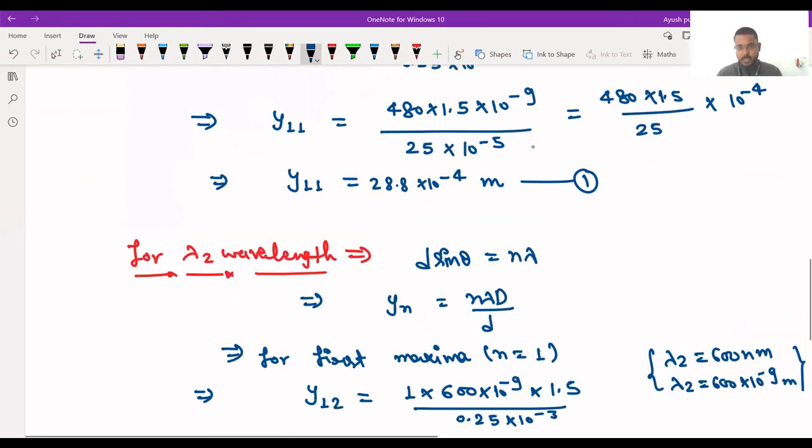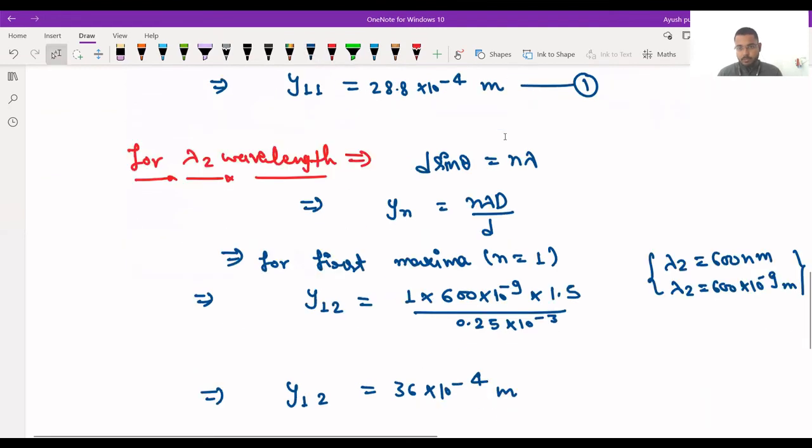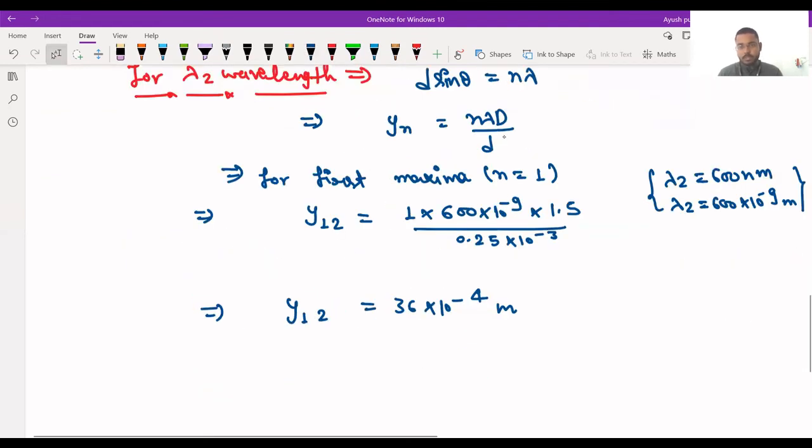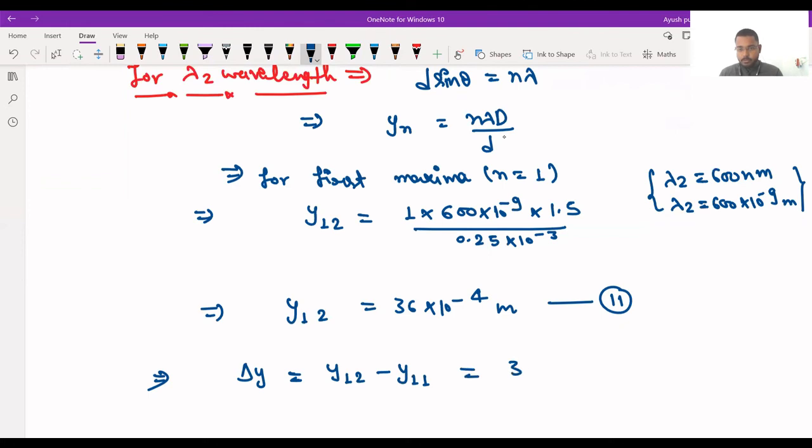y11 came out to be 28.8 into 10 to the power minus 4 meter, and this came out to be 36 into 10 to the power minus 4 meter. This is equation second. So now we have to calculate the linear separation between these two maxima corresponding to wavelengths lambda 1 and lambda 2 respectively. So what we have to do? The linear separation will be delta y, and that will be equal to y12 minus y11. So put this value y12 from equation second, that will be 36 into 10 to the power minus 4 minus 28.8 into 10 to the power minus 4.